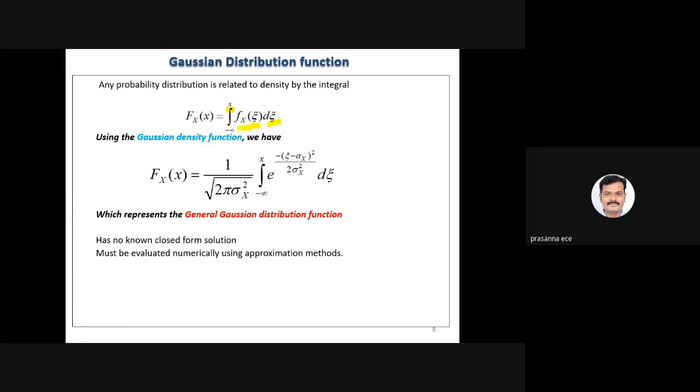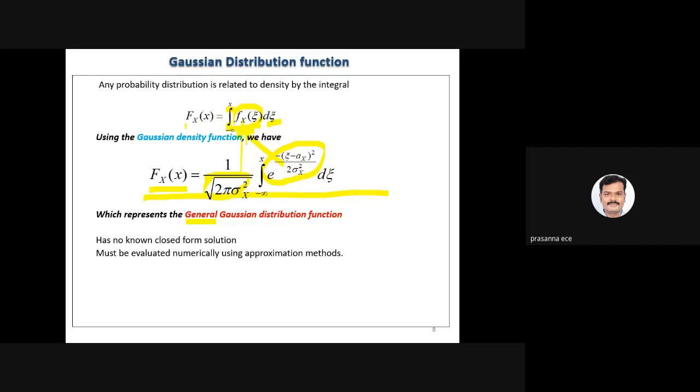Now, instead of this small fx of x, we are going to substitute this function here. So in the integral, we are substituting the Gaussian density, along with the constant term in the denominator. What we get is the distribution function capital Fx of x. The capital Fx of x represents what is known as the general Gaussian distribution function.